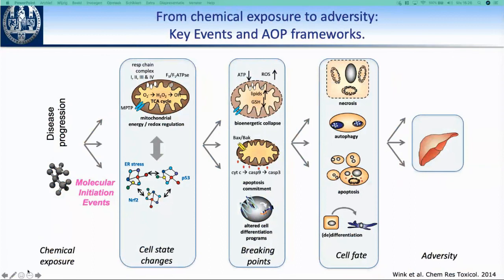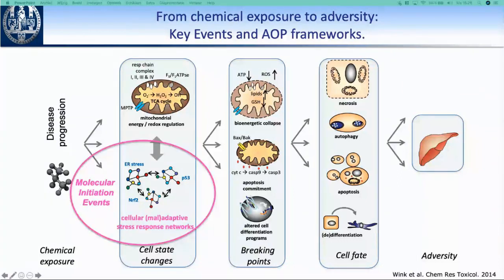So when a chemical or nanoparticle enters the liver and reaches the hepatocyte, it provokes a certain molecular initiation event. And this may lead to the accumulation of certain types of stress inside these hepatocytes, such as endoplasmic reticulum stress response, DNA damage signaling, or oxidative stress.